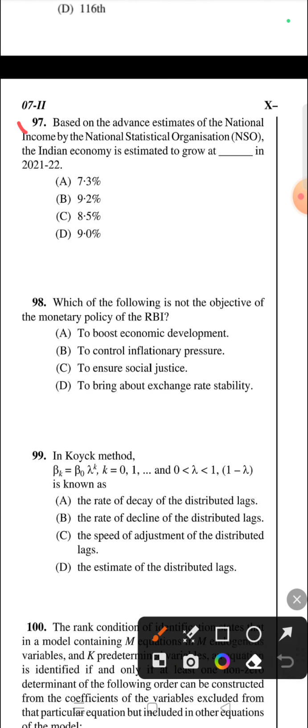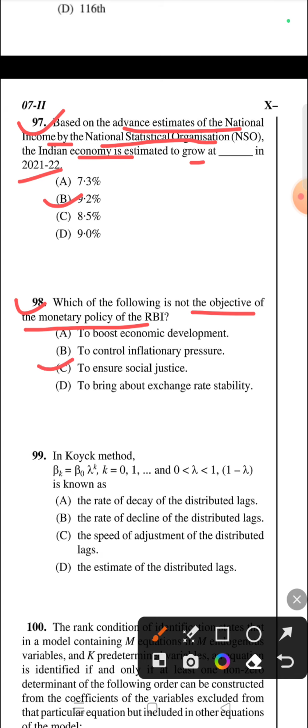Question number 97. Based on the advanced estimates of national income by NSO, the Indian economy is estimated to grow at dash percent in 21-22. The right answer is 9.2%. Question number 98. Which of the following is not the objective of the monetary policy of RBI? To ensure social justice is not the objective. Question number 99. The right answer is option C. The speed of adjustment of distributed lags.